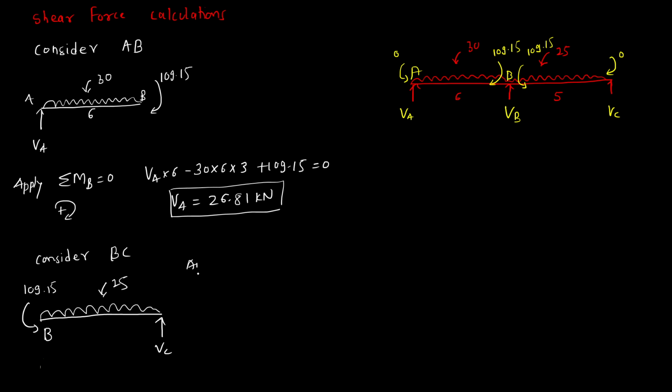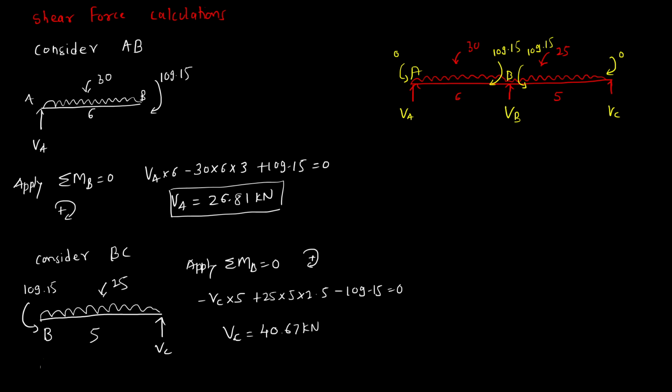Same, apply sigma MB equal to 0, take clockwise positive. So this is minus VC into 5 plus 25 into 5 into 2.5 minus 109.15 is equal to 0. After calculating this, you will get VC as 40.67 kilonewton.